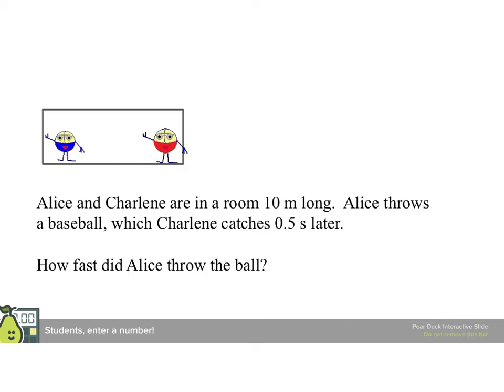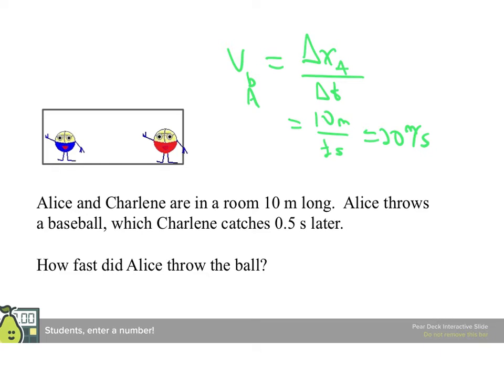And of course, it will come down to that the velocity that the ball is moving relative to Alice, we'll use this notation a lot today, is going to be how far it traveled, as measured by Alice, over how long it took. Or 10 meters over half a second. Alice threw it at 20 meters per second. And it really wasn't meant to be deep or hard to think about. That's exactly what we've been talking about for the last 2 weeks.